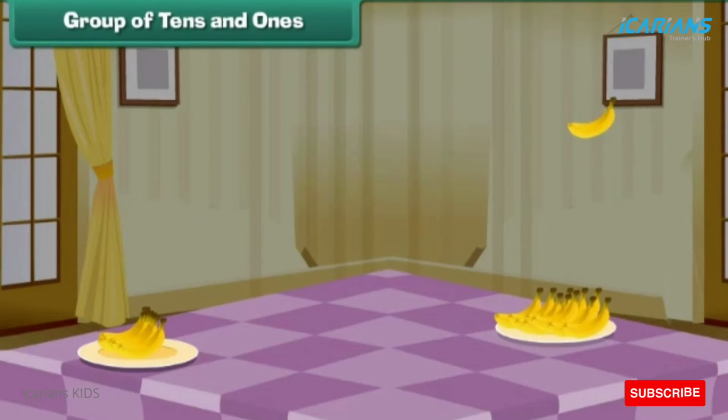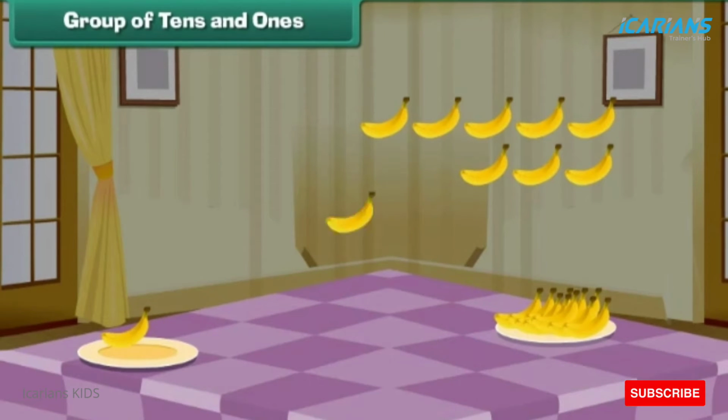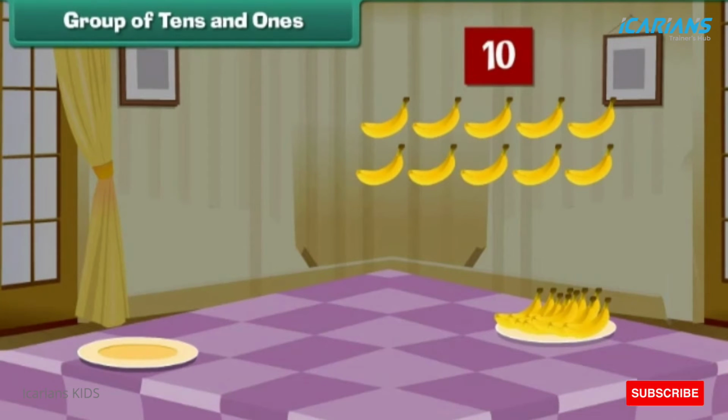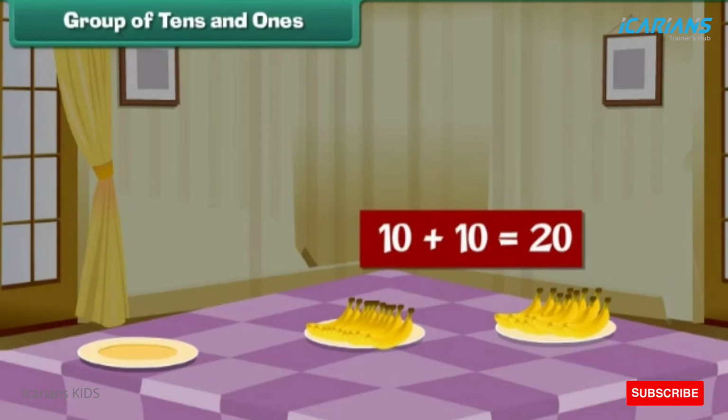Now let us count the next ones. 1, 2, 3, 4, 5, 6, 7, 8, 9, 10. One more group of 10. We now have 2 groups, each containing 10 bananas. 2 groups of 10 make 20.